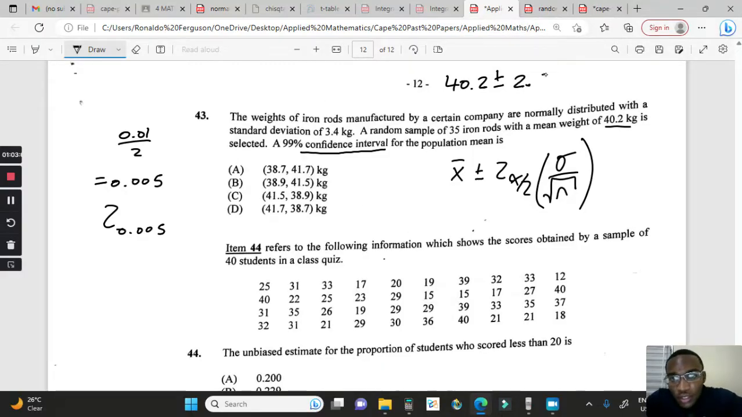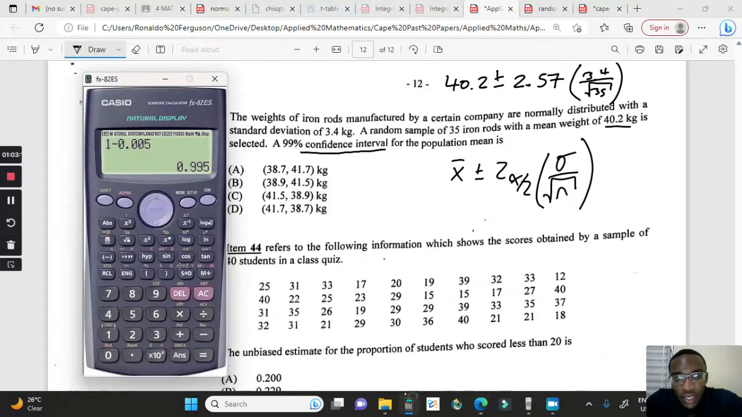This is now 40.2 plus or minus 2.57 times standard deviation 3.4 divided by the square root of n, and n is 35. So now the lower limit, put in the calculator 40.2 minus 2.57 in bracket, fraction button, 34 over the square root of 35. Close the bracket.